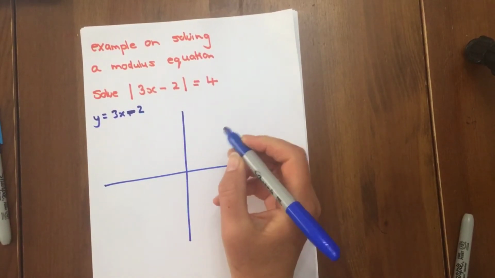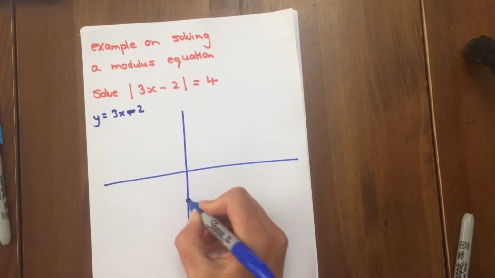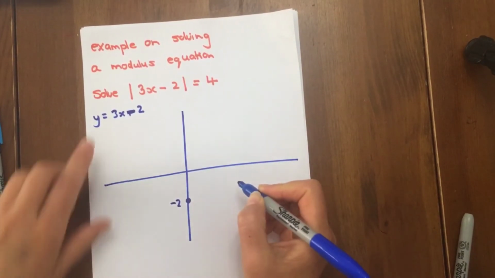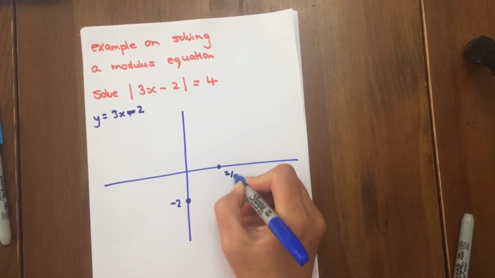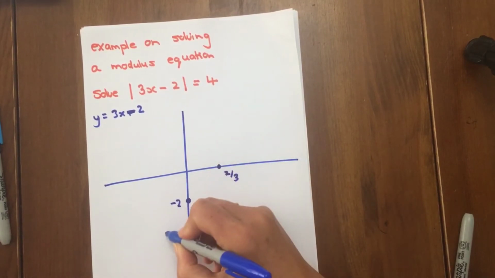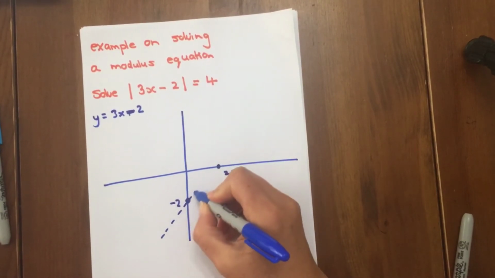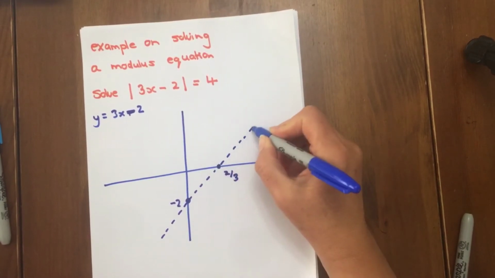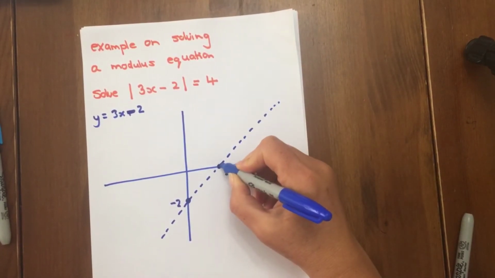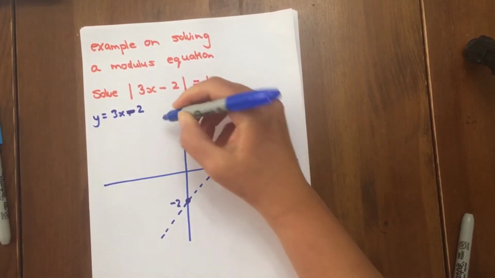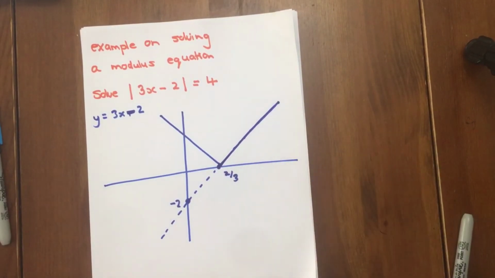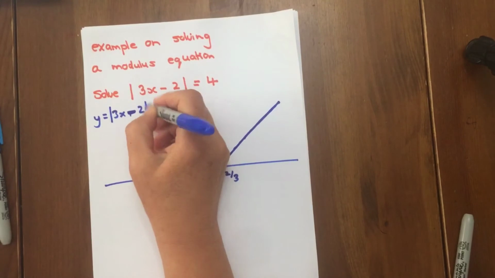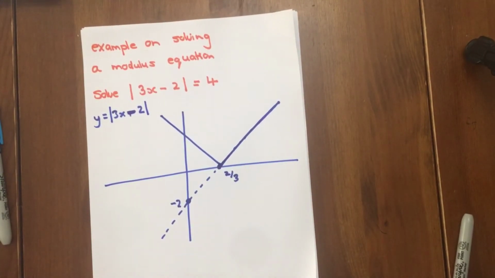So when x is 0, y is minus 2. And when y is 0, x will equal 2/3. So this is my line. Everything above the x-axis is positive and everything beneath is flipped. So I get that as my modulus function. Now I want to know, when does this equal 4?